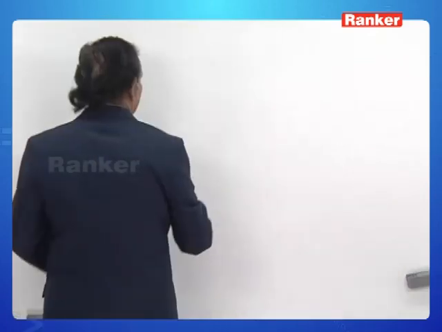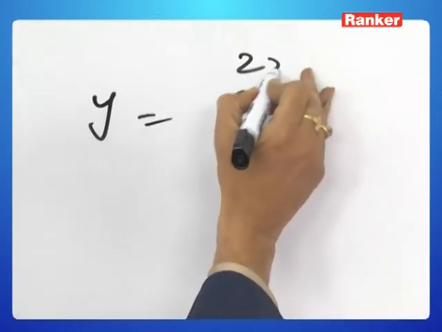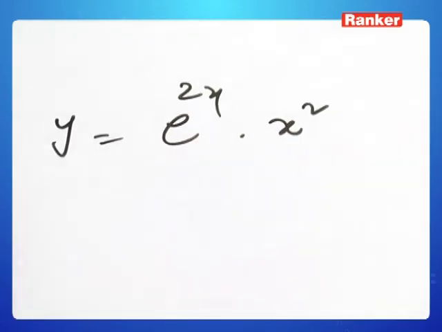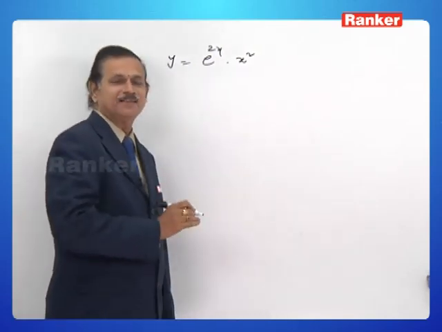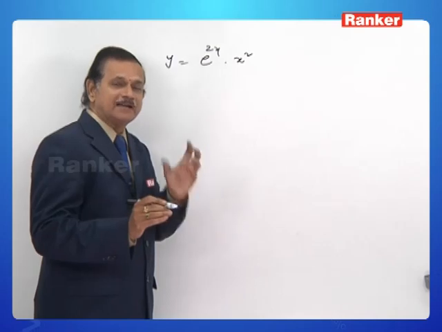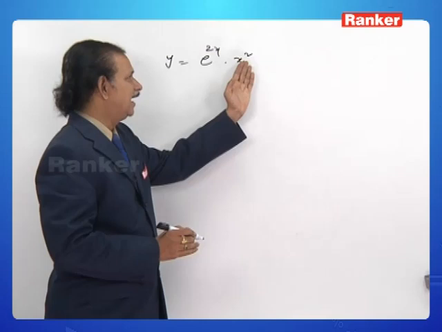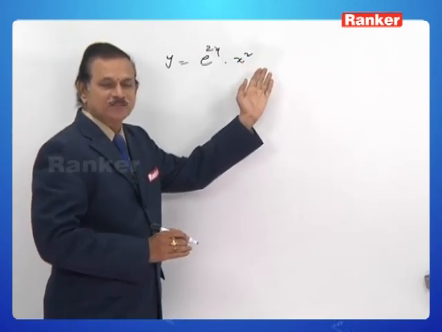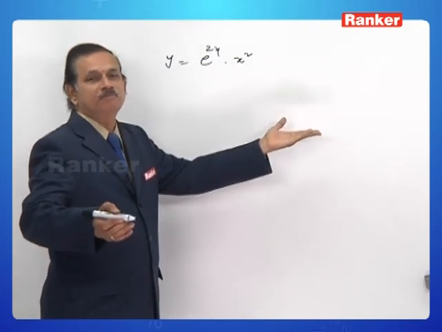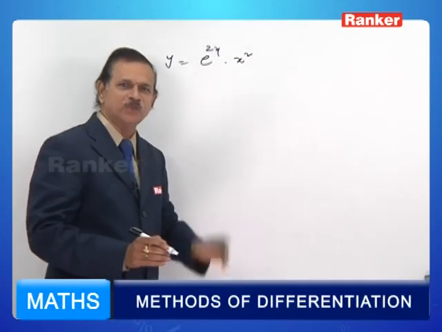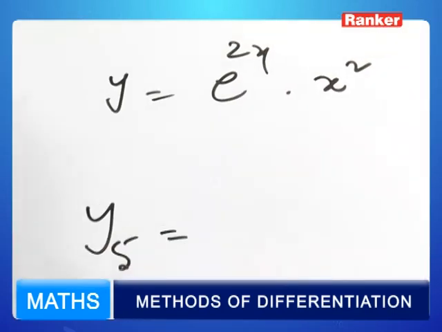Let us consider the function y equals e^(2x) into x squared as before. There must be a clear-cut idea to get the nth derivative. You choose that function whose derivatives decrease. For x squared, the first derivative is 2x, next it is 2, next it is 0, and there will be a full stop. So you take x squared as v. Come on, y5, the fifth derivative, I require.